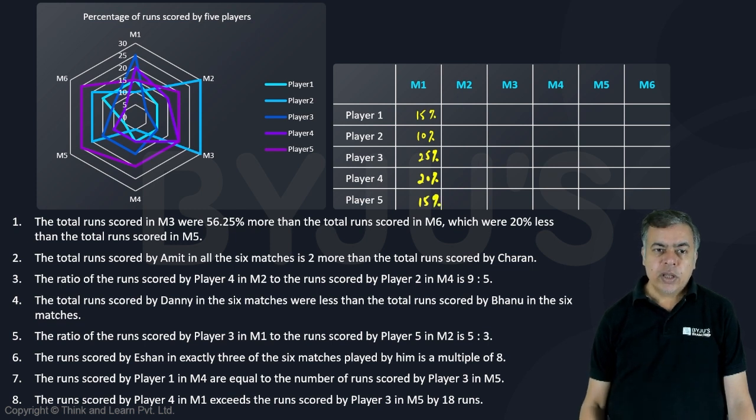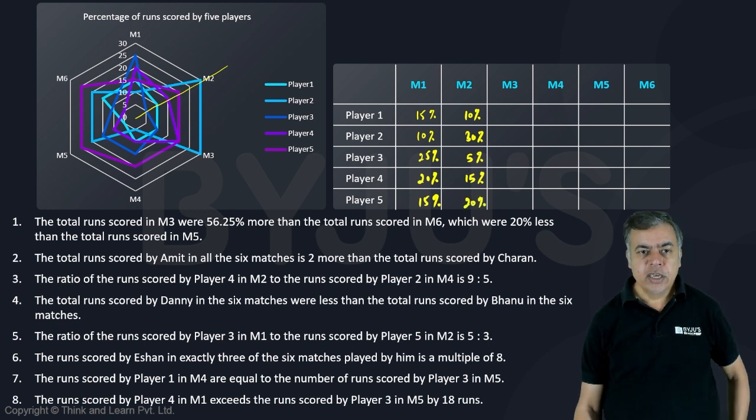Now for M2, you need to look at this line. Player 1 will be 10%. Player 2 would be 30%. Player 3, the blue one, 5%. Player 4 is 15%. You can just check it. Player 5 is 20%.